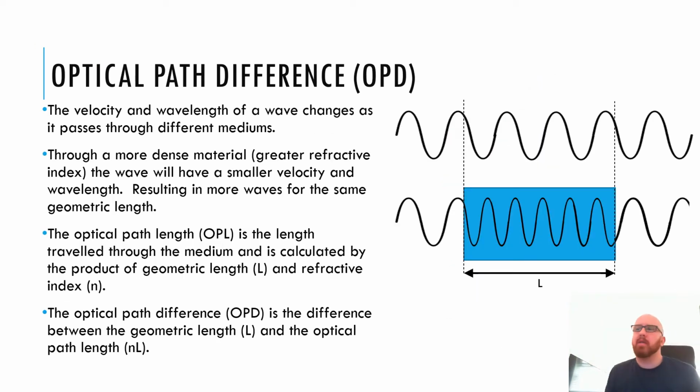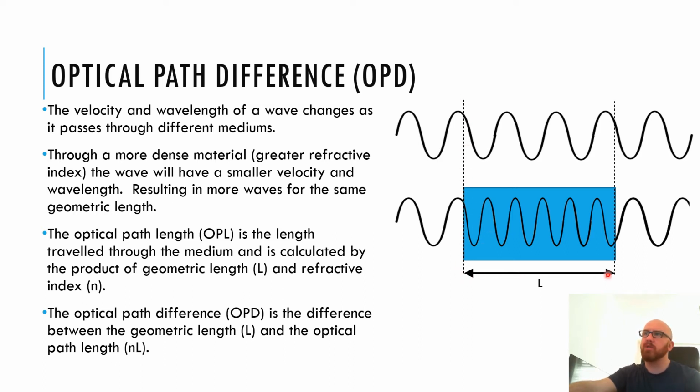Okay, the next thing to consider is something known as optical path difference, or OPD, that we call it. The velocity and wavelength of a wave changes as it passes through different mediums. So think about this as a normal wave passing forward. If you pass that wave through a higher density medium, then the wavelength changes, so the waves bunch up and there are more waves inside the high density medium. Through a more dense material, greater refractive index, the wave will have a smaller velocity and wavelength. So the wavelength shortens inside the higher density material, resulting in more waves for the same geometric length.